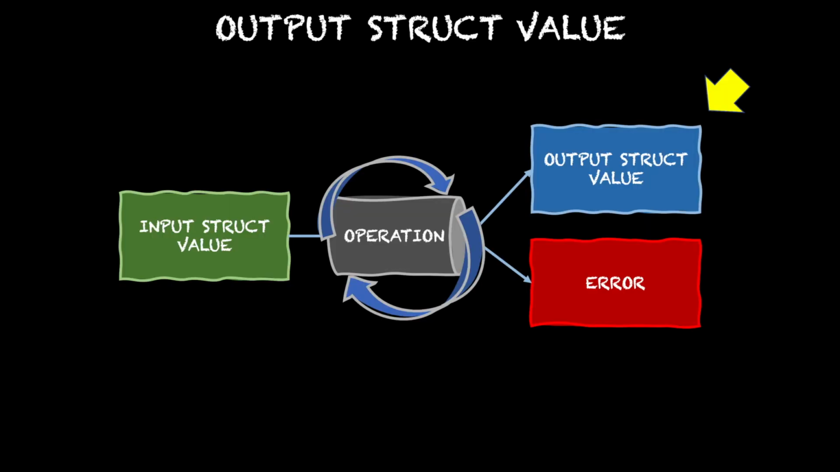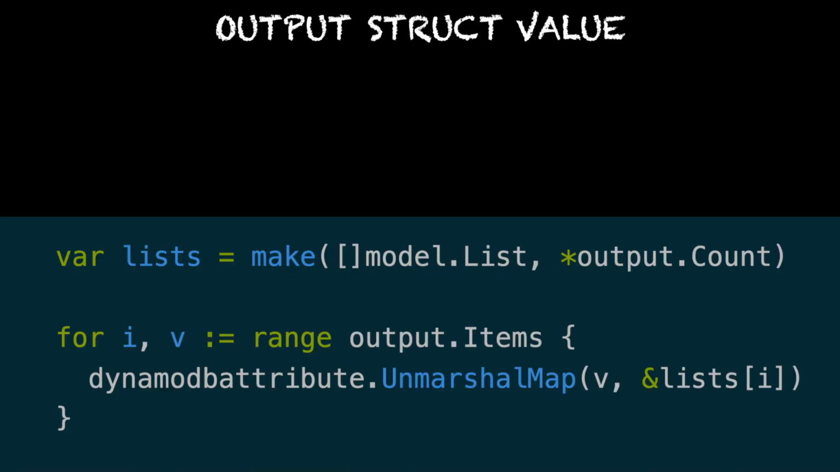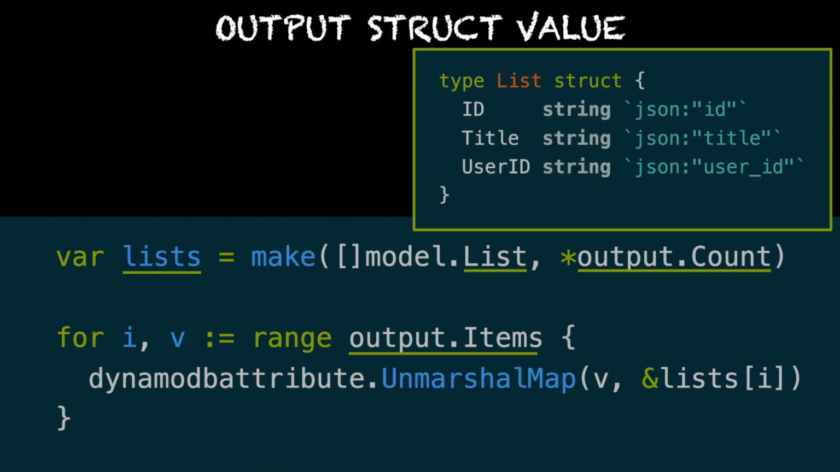In most cases, processing the output value is easy. For example, in the case of an output query type, we get a count attribute that gives us the number of items returned. The value helps define the size of a slice that we will use to store our results. We also have an items attribute which we can traverse to extract each item and map it to our type, list, using the unmarshal map function from the Dynamo attribute package.